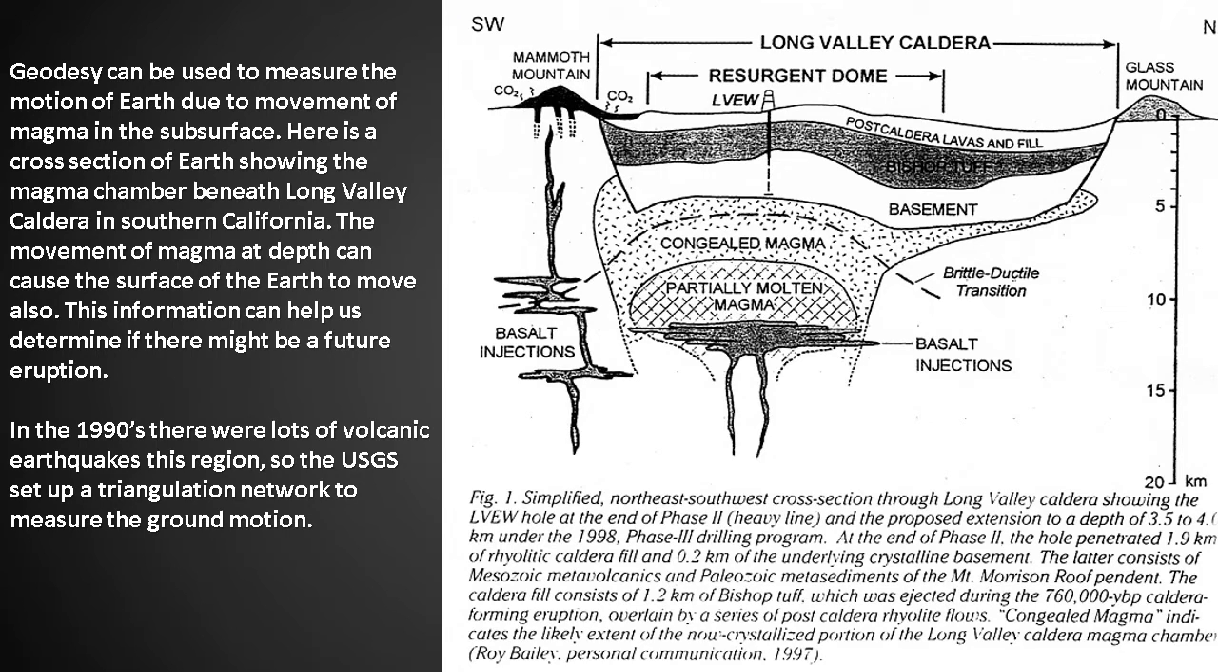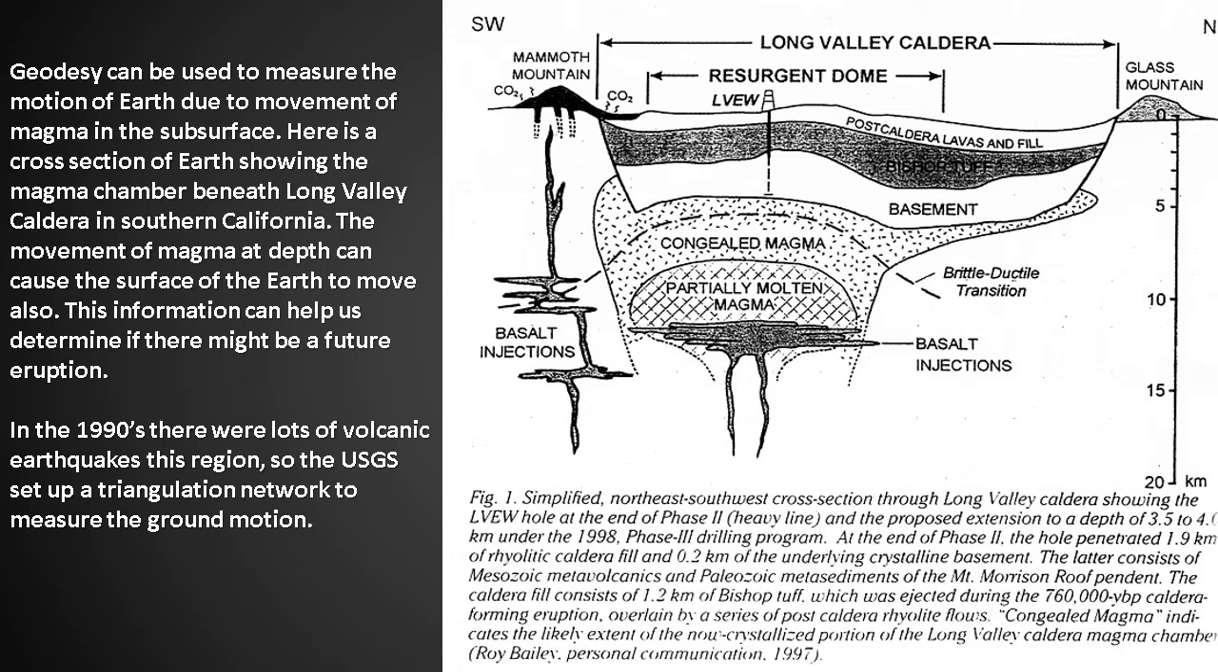Geodesy can be used to measure the motion of Earth due to movement of magma in the subsurface. Here at the right is a cross-section of Earth showing the magma chamber beneath Long Valley Caldera in Southern California. The movement of magma at depth can cause the surface of the Earth to move also. This information can help us determine if there might be a future eruption.